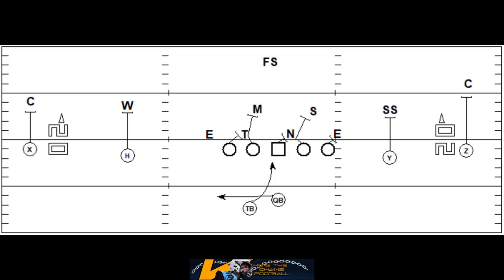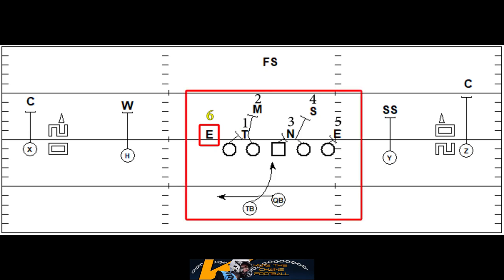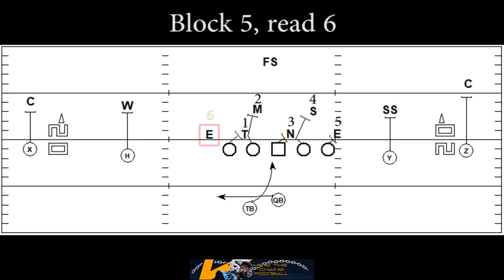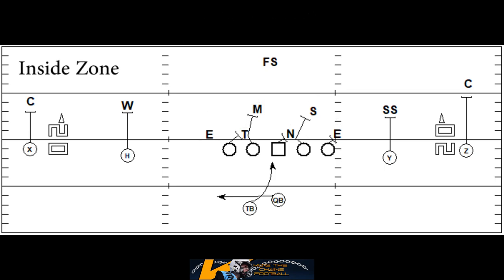Like I mentioned in the previous video, the key principle of the read option remains the same in all different run schemes. The aim is to block 5 defenders with 5 linemen, and to read the 6th unblocked defender in the box. So, to sum up the read option with a single phrase, it would be block 5 and read 6. The read option is most commonly paired with an inside zone blocking scheme.